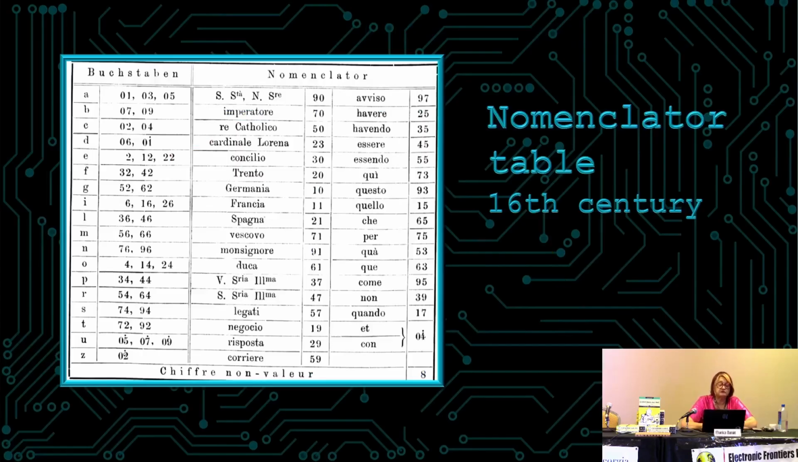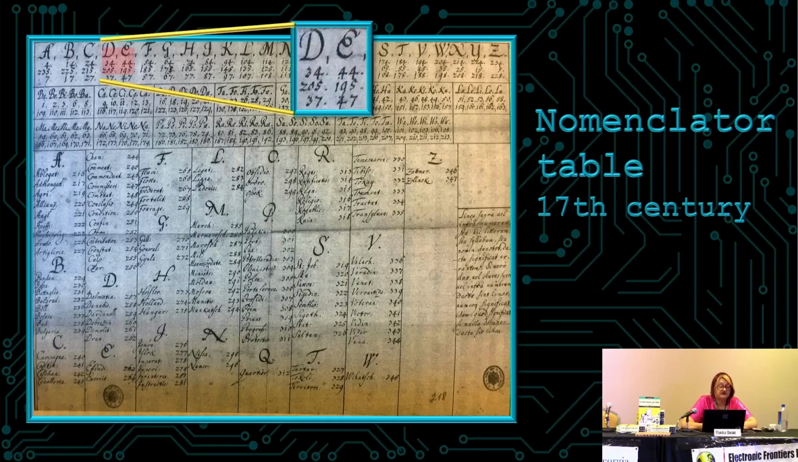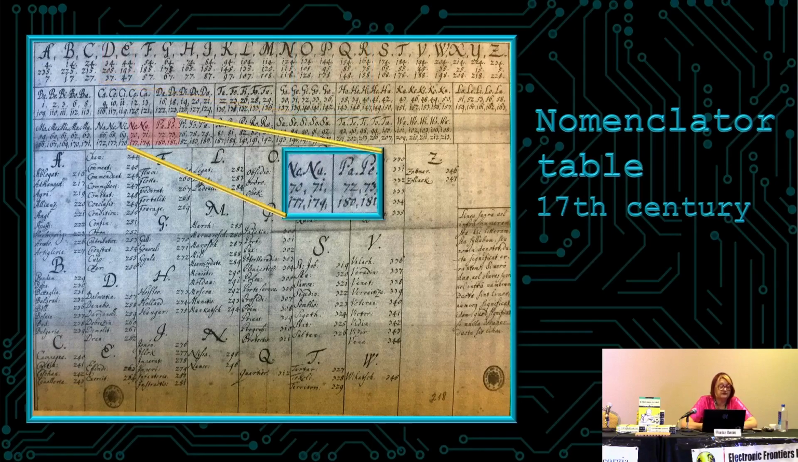This is an actual nomenclator table that was used in the 16th century. Here's another one that was used in the 17th century. And you can see they made it a little harder, because for the letter D, it might be one of 3 different numbers. So it makes that substitution solution a little trickier. All the single letters were possible different pairs, and pairs of letters.